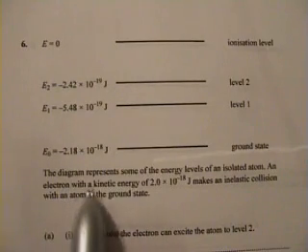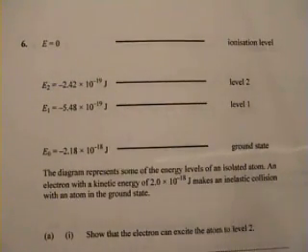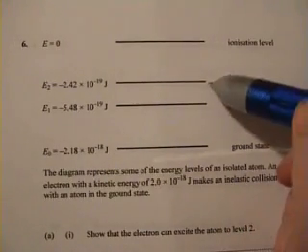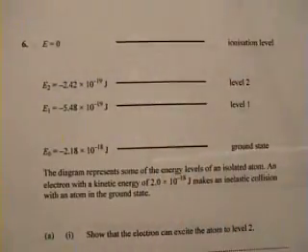So in this question it says the diagram represents some of the energy levels of an isolated atom. When it says some of the energy levels, what that means is it's missed some of them out. And in this gap between level 2 and the ionisation level, there would actually be lots and lots of other energy levels that we don't need to worry about.